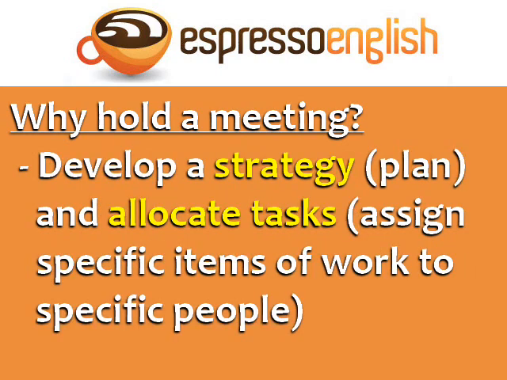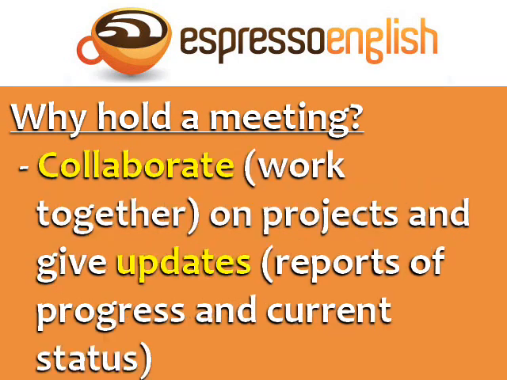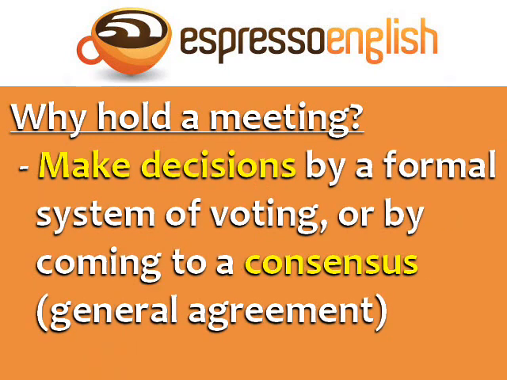Another reason to hold a meeting is to develop a strategy and allocate tasks. A strategy is a plan for completing a project, and to allocate tasks means to assign specific items of work to specific people. Meetings are also held to collaborate, work together on projects, and give updates, reports of progress and current status. Finally, meetings are held to make decisions.